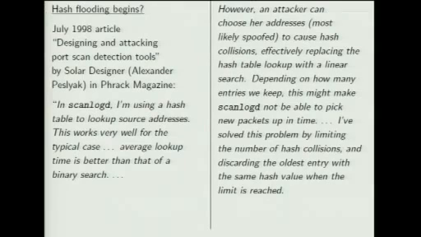However, an attacker can choose her addresses. This might be one of the first female attackers that we've seen. Can choose her addresses, most likely spoofed, to cause hash collisions, effectively replacing the hash table lookup with a linear search. Depending on how many entries we keep, this might make scanlogd not be able to pick new packets up in time. I've solved this problem by limiting the number of hash collisions and discarding the oldest entry with the same hash value when the limit is reached. Okay, problem solved.